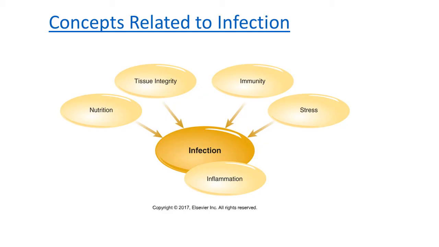So what concepts are related to infection? Well, we just covered inflammation, and you've covered nutrition. Look how things are building upon each other. Tissue integrity: our largest organ is your skin. If you have openings within the skin, you have open reservoirs. Immunity and stress are some other examples of concepts related to infection.